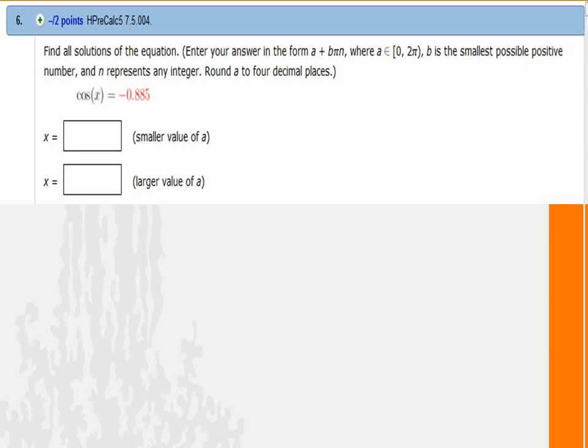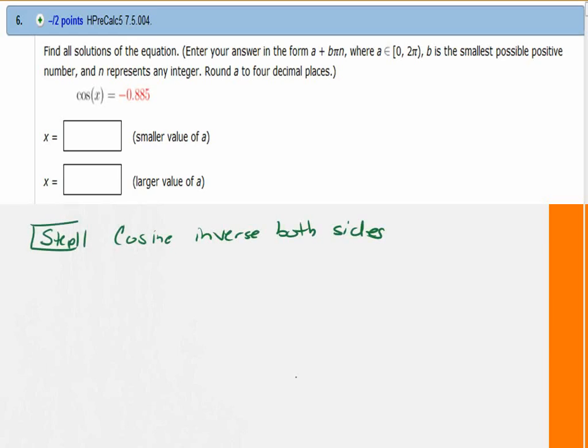So they gave you a decimal, and they gave you this weird posed question. I know what they want, but I'm not sure what they want in the boxes. I'll show you what they want. Steps are still the same. What I want to get after is this angle on the inside, right?